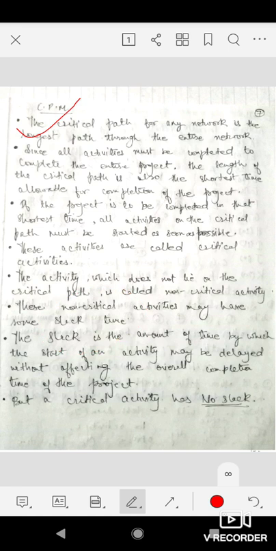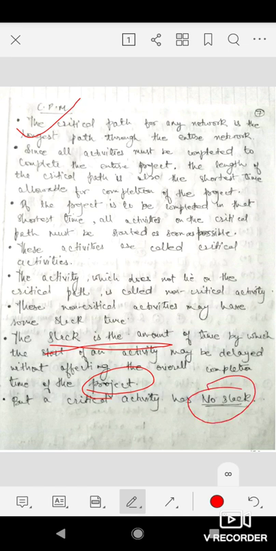Slack is the amount of time by which the start of an activity may be delayed without affecting the overall completion of the project. So slack is the extra time which we have for non-critical activities so that we can delay those activities if we need to. But a critical activity has zero slack.